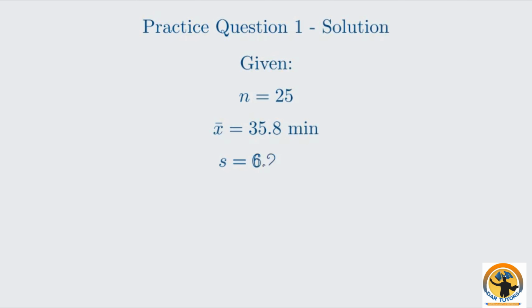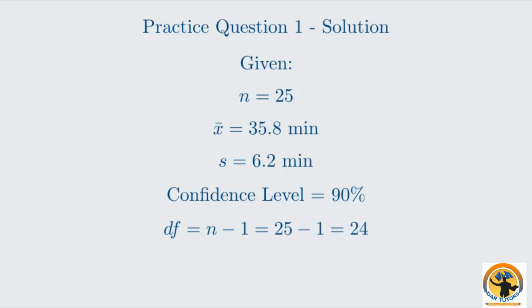Let's review the solution for practice question 1. First, let's identify the key information. We have a sample size n of 25, a sample mean x-bar of 35.8, and a sample standard deviation s of 6.2. We need a 90% confidence interval. Since the population standard deviation is unknown and we are given the sample standard deviation, we use a t-distribution. The degrees of freedom are n-1, which is 25 minus 1, so 24. For a 90% confidence interval, alpha is 0.10, so alpha over 2 is 0.05.